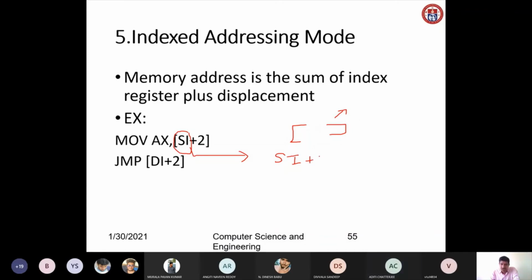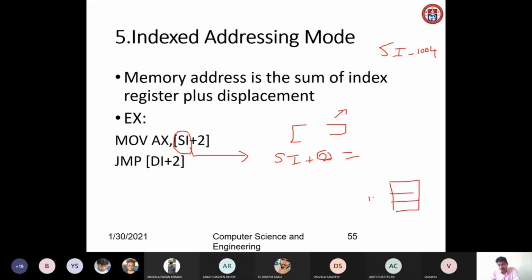2, sir. Displacement value is 2. So whatever content is available in the source index register, that and 2 both will be added, and that will be your memory location. Assume that I have source index value somewhere about 10,004. Okay, when you go to 1004, some index will be there.